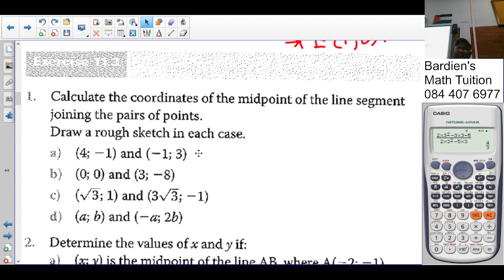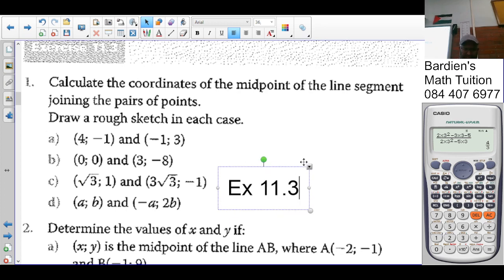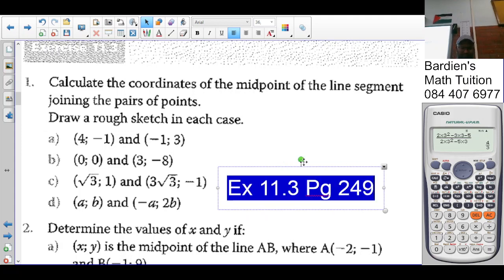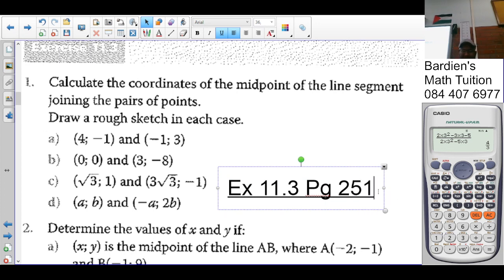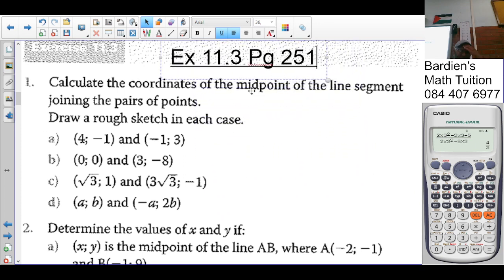Any issues with number 1? 11.3, and this on page 229. Which page is this on? 249. 251. Okay, thank you. Yes? A and D. Did I ask you to do all of this here? Yes, no problem. So let's look at A.